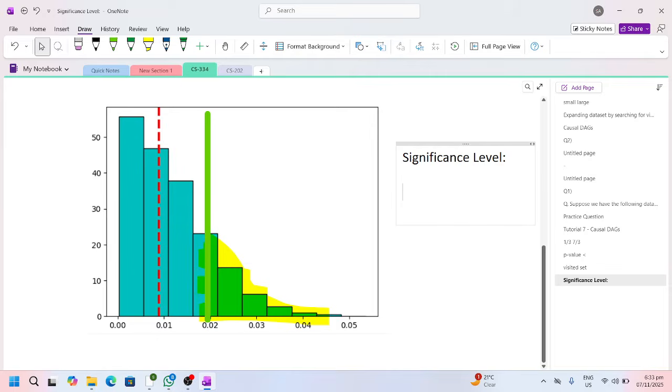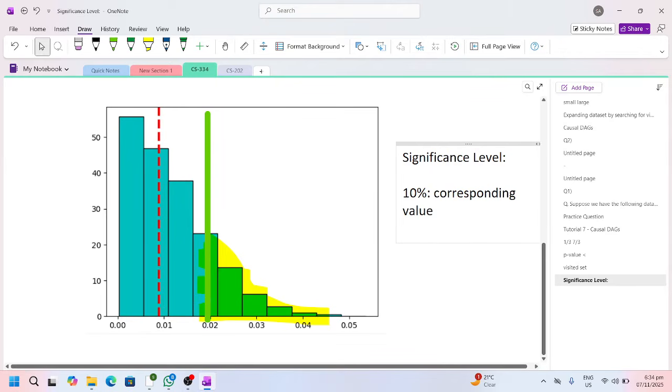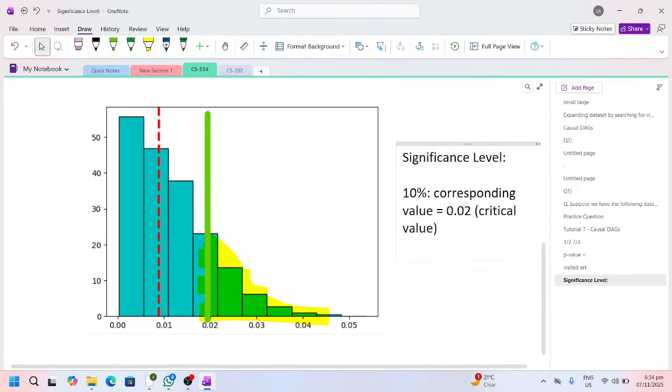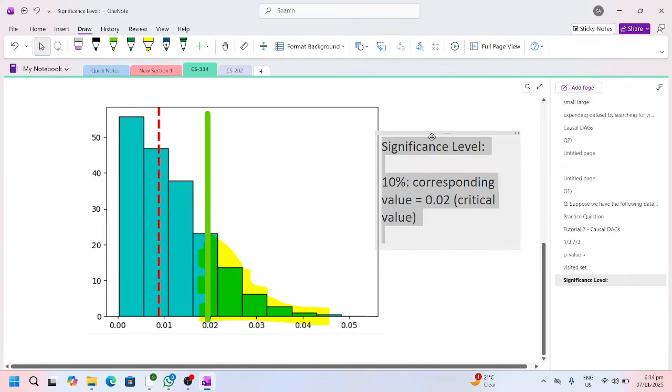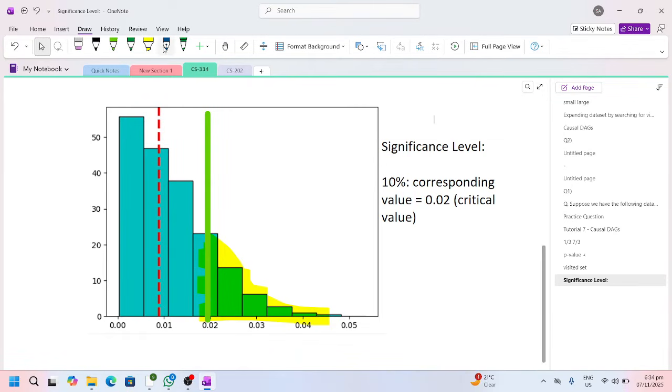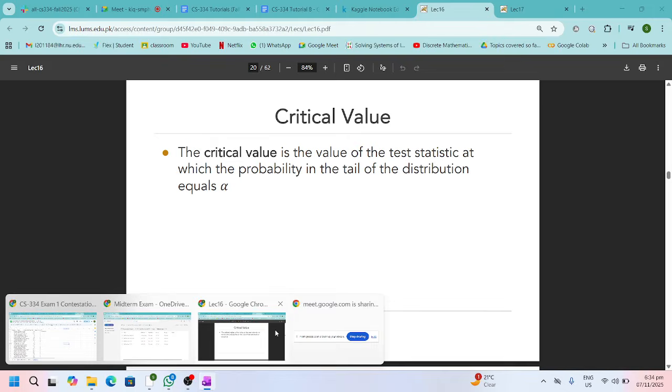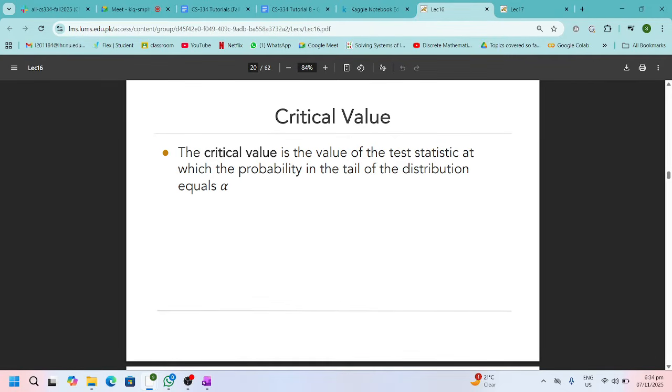So if my significance level was suppose 10%, तो 10% के against जो corresponding value आती है, in this case it may or may not be true, that is equal to 0.02. And ये जो corresponding value आती है, that is called your critical value. So this is very important. Significance level आप initially खुद define करते हैं prior to your experiment. This is a part of the design of your experiment. You define this yourself.